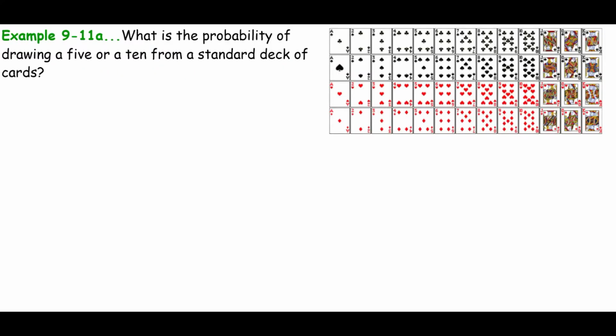All right, so if we look at some examples here, we have what's the probability of drawing a 5.